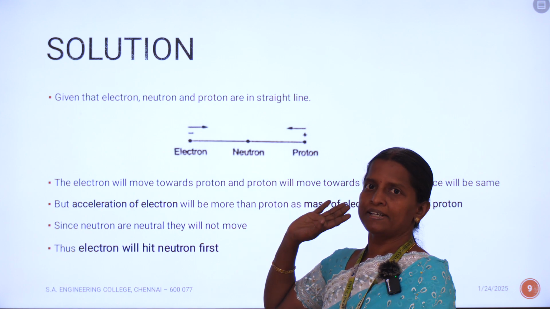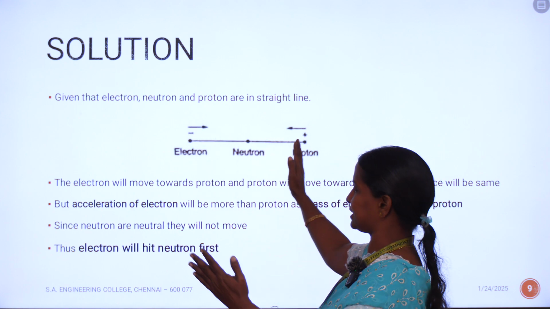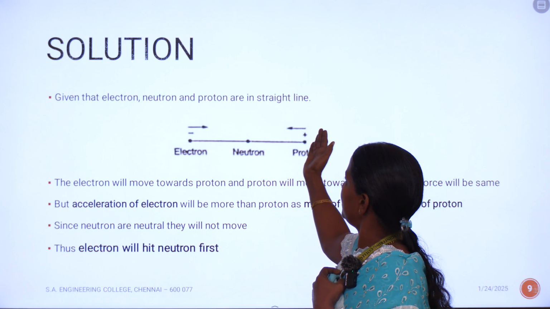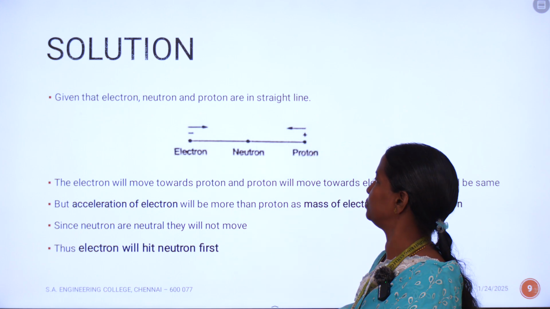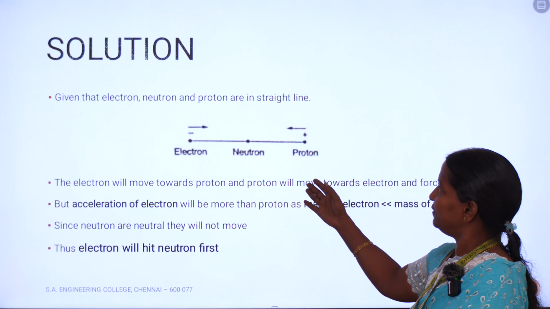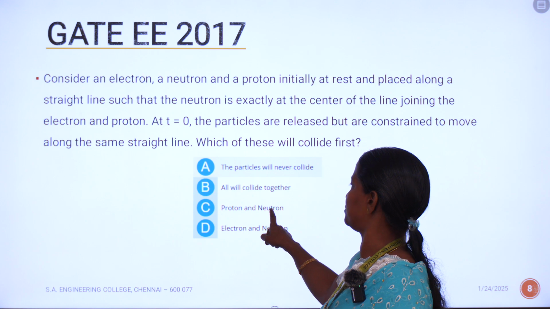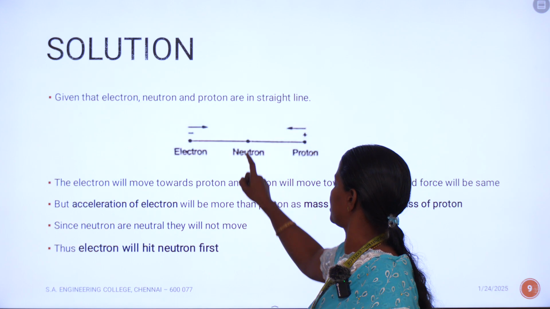Automatically there will be a force of attraction. This force will act in this direction, from left to right, and this force will act from right to left. Okay. And which one will hit? Two options only there, that is proton and neutron may hit.